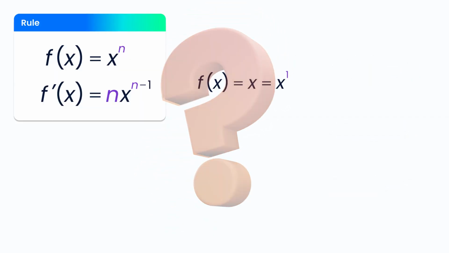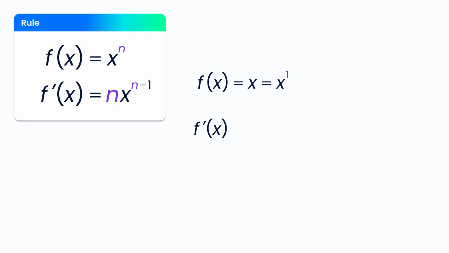But what happens if n equals 1? According to the rule, you end up with 1 in front of the power function, and 1 minus 1 in the exponent. Multiplying by 1 changes nothing, so let's just ignore it. 1 minus 1 equals 0, so you're left with x to the 0th power. As mentioned above, this equals 1.